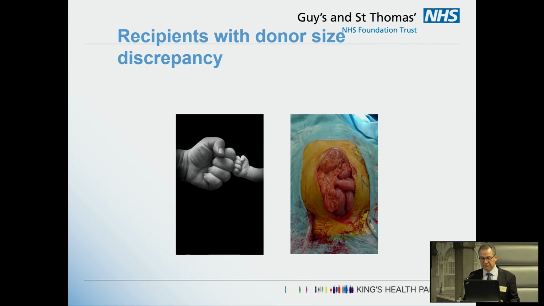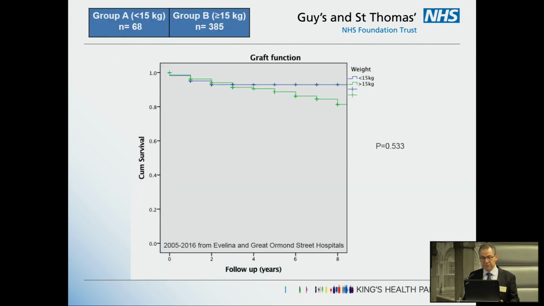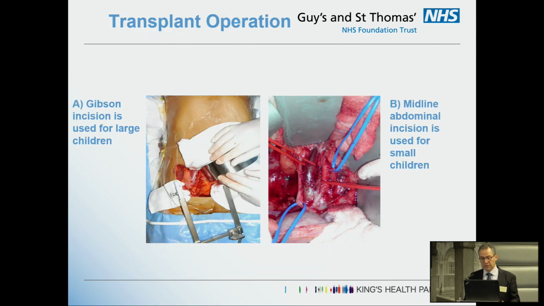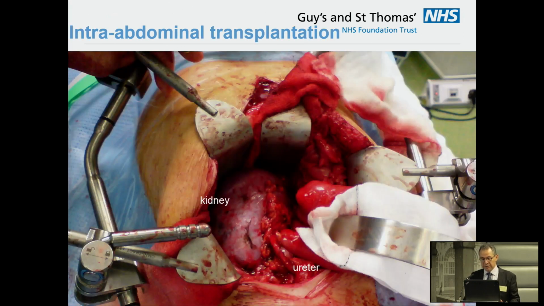Now, going back to the size discrepancy, I showed you yesterday our results between less than 20 and more than 20 kilograms. These are our results less than 15 and more than 15 kilograms. And again, there was no significant difference between the two. And I've already mentioned that the smaller the child, the more likely we'll do a midline incision and anastomosis onto the aorta and IVC, as you can see on the right. And you can see here a kidney in a small child, and as you can see, it takes most of the abdomen.